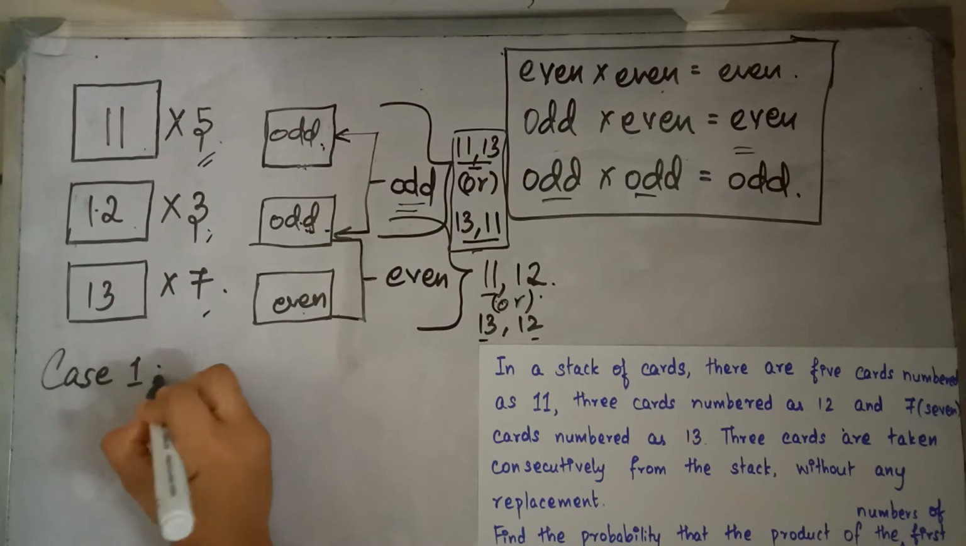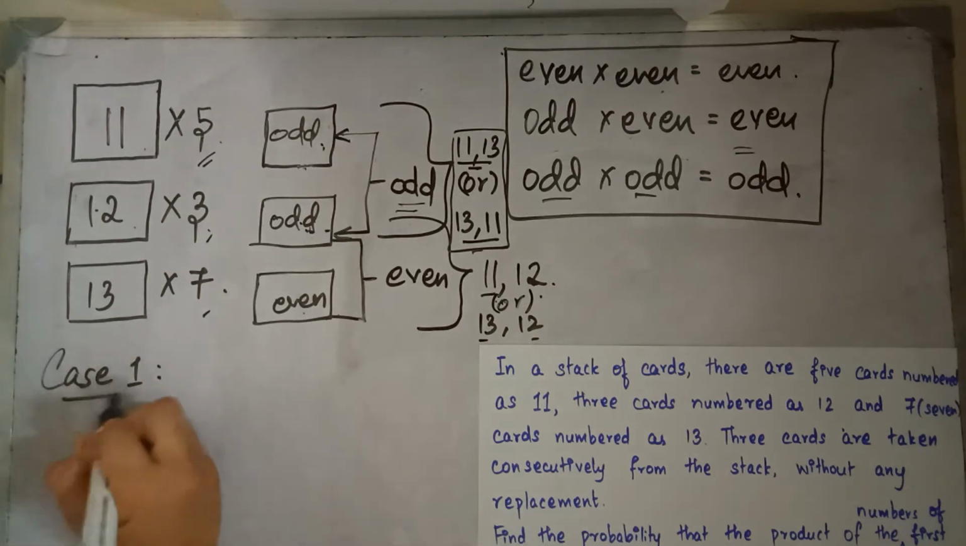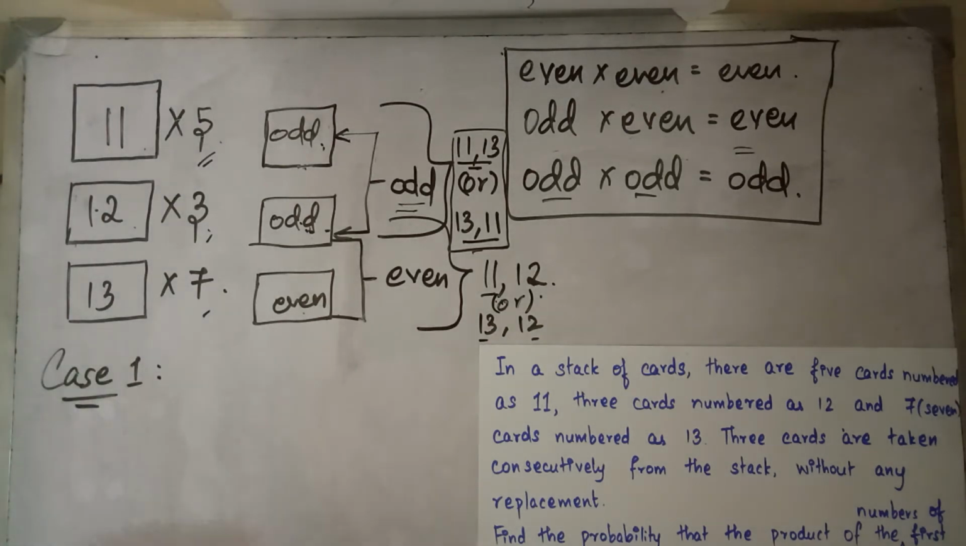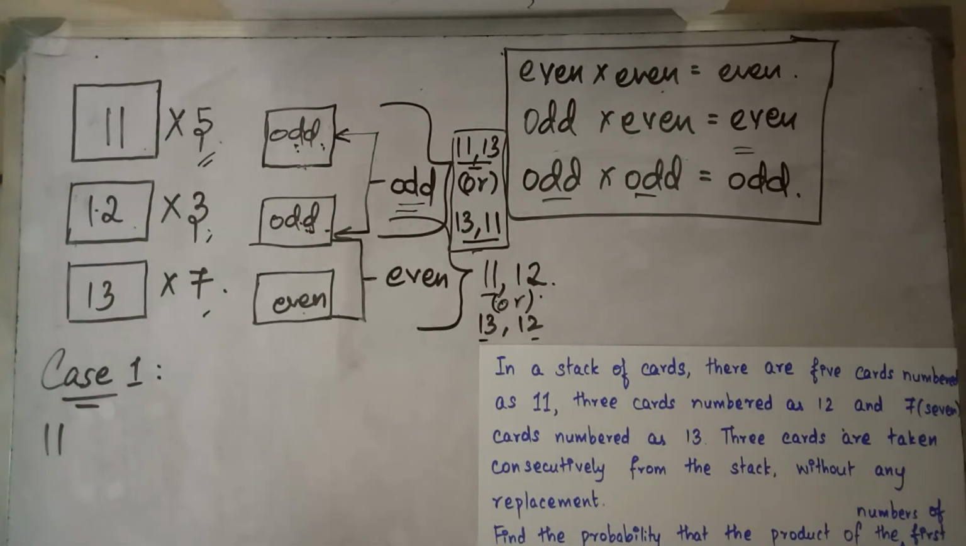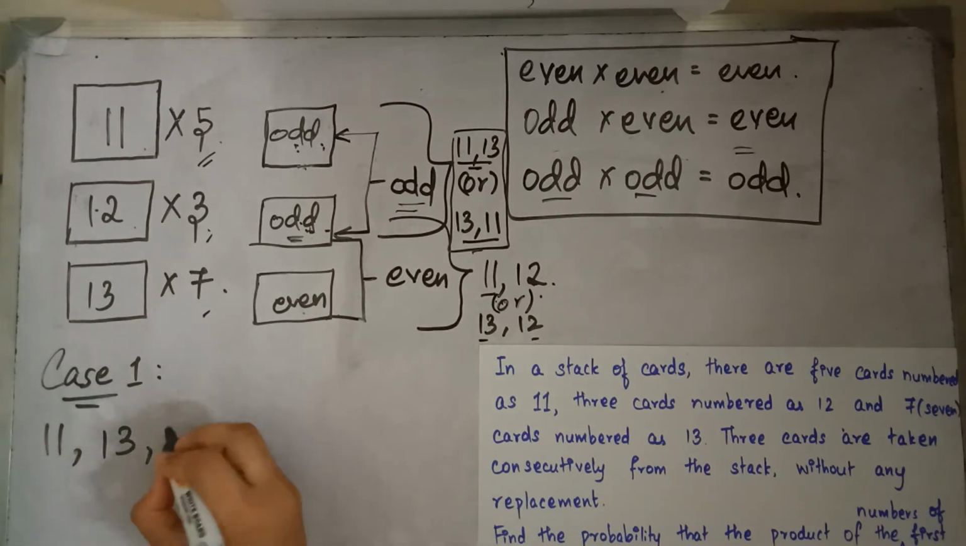We have case 1. In case 1, I should get an odd number first. We can have 11 first, and then the second one also has to be odd. So the second odd number is 13, and then I could have 12.